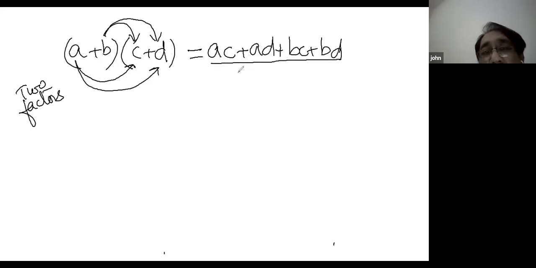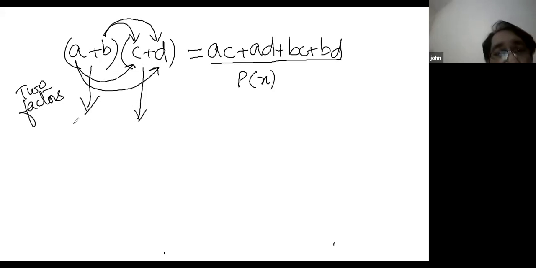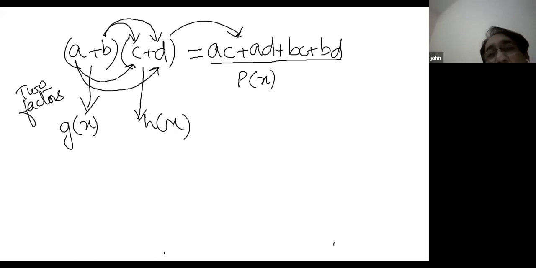So we can say this is our polynomial. We can write P of X is this polynomial, whereas this factor is known as G of X, and this factor is known as H of X. So from these two factors, we have changed into P of X.